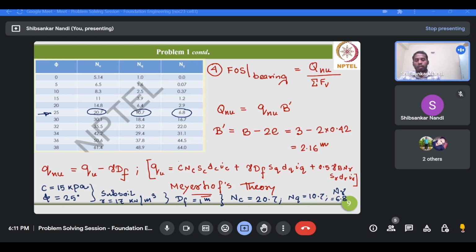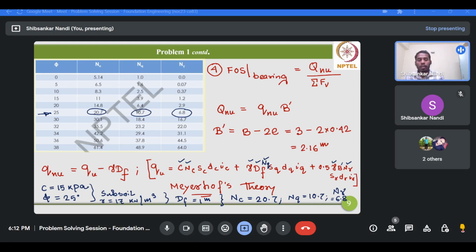So C, Nc, gamma, Df, gamma, B, these are already known. Again, for this B value you should consider B prime, since we are considering the eccentricity of the loading, and this value as well. One parameter I have missed here: gamma, Df, Nq will be there. So Nq and N gamma we also know.